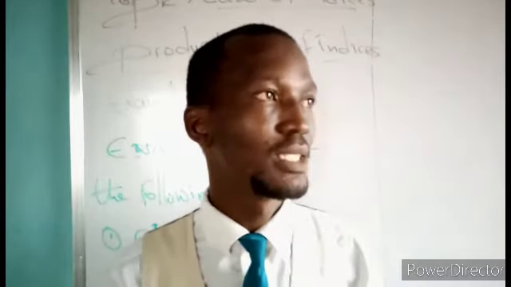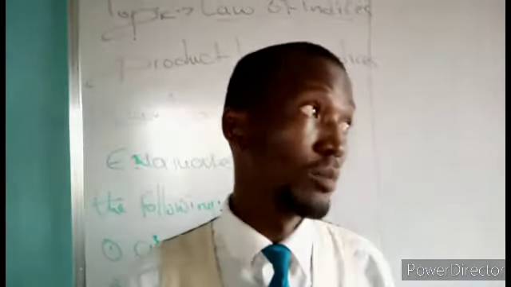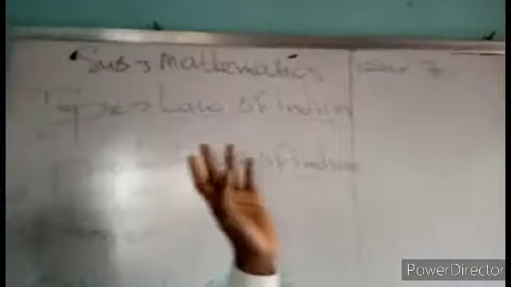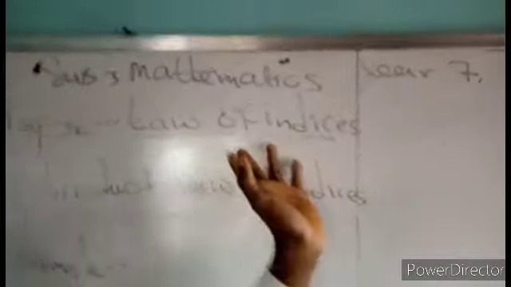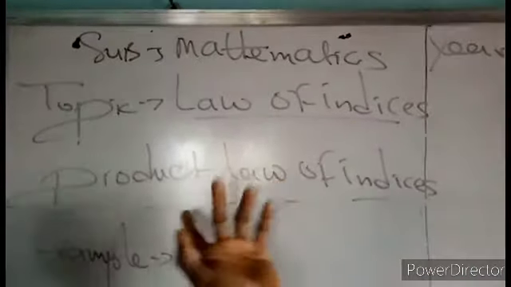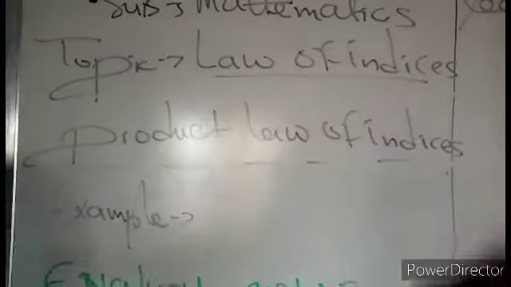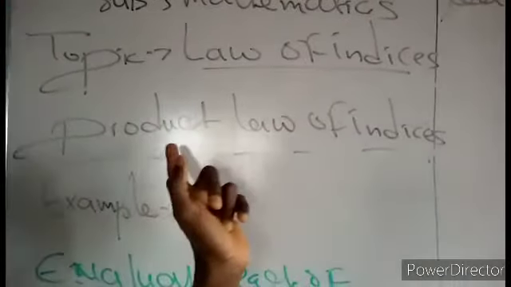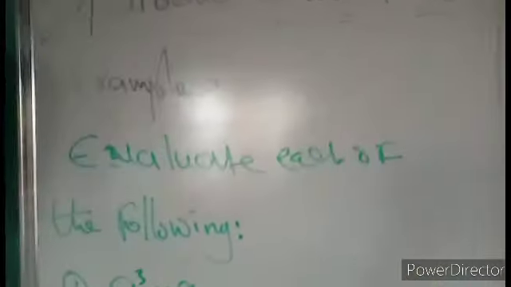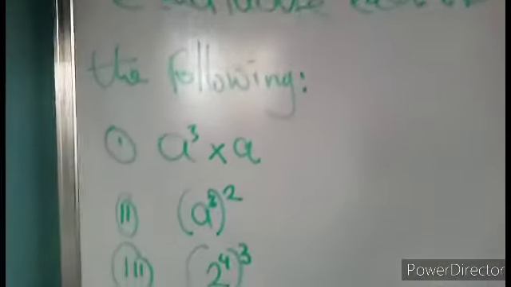So today we're going to look at the topic we started last lesson. Last lesson we dealt with division, that was the laws of indices. Today we're going to pick them one by one. Today we're going to look at the product law of indices. Now, how do we go about this?